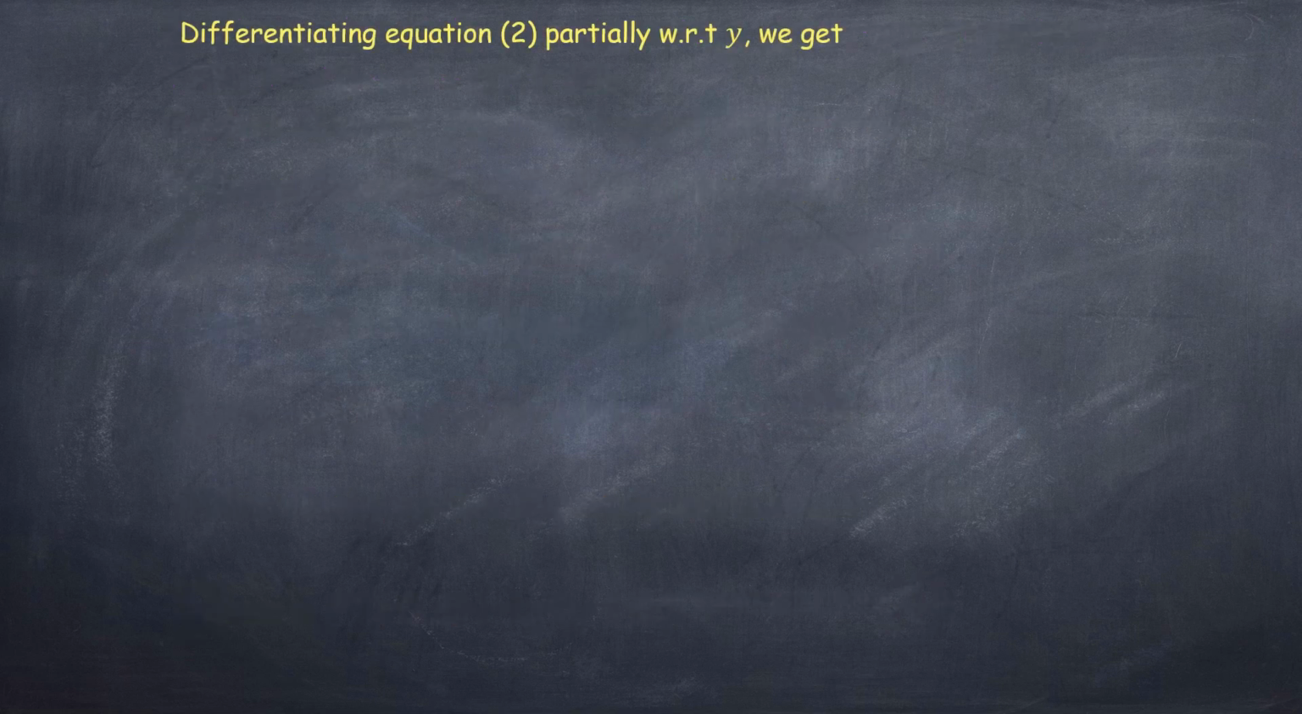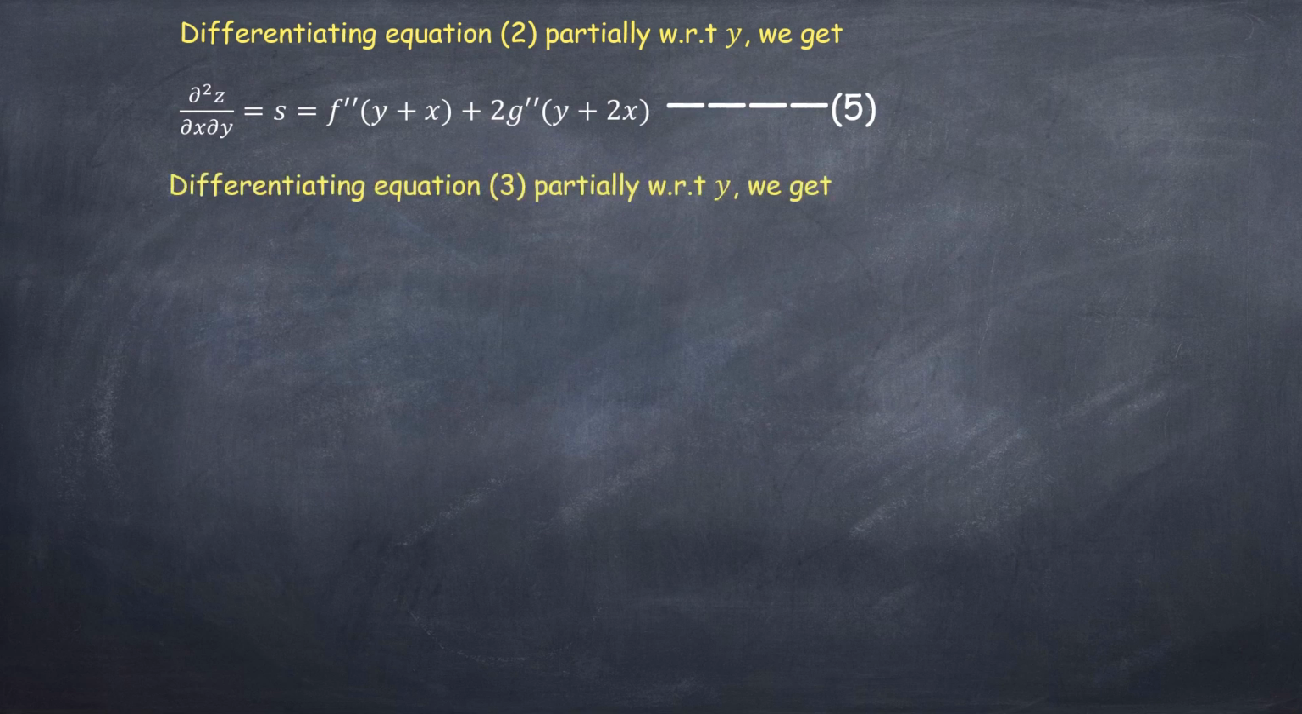Differentiating 2 with respect to y, we get a mixed partial derivative. s is equal to f double dash plus 2 g double dash, and 3 with respect to y, we get t is equal to f double dash plus g double dash. Now for this problem, observe equation number 1 to 6 carefully and choose whichever is useful. Okay, now equation number 4, 5, 6, you observe that one.